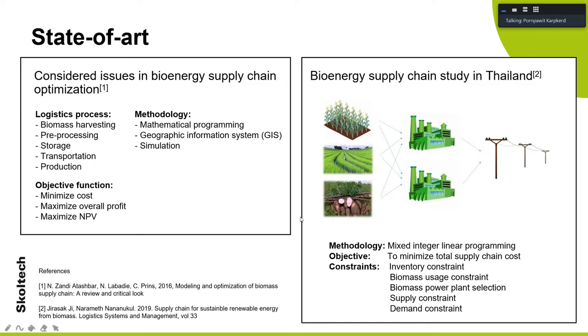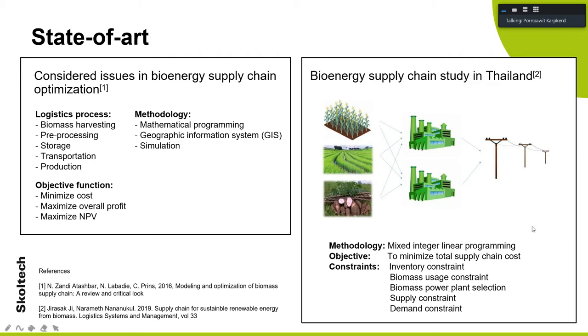And on the right side, this is the bioenergy supply chain study conducted in Thailand. This study is about the electricity generated from biomass in one province in Thailand. His method is mixed integer linear programming. His objective is to minimize total supply chain cost, and the constraints he considered in this paper are the inventory constraint, biomass usage constraint, biomass power plant selection constraint, and supply and demand constraints.